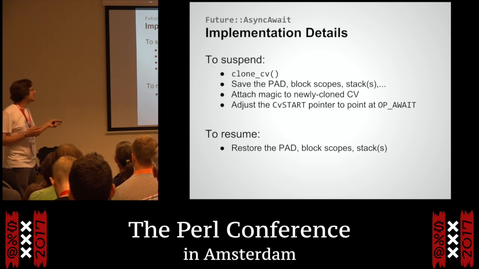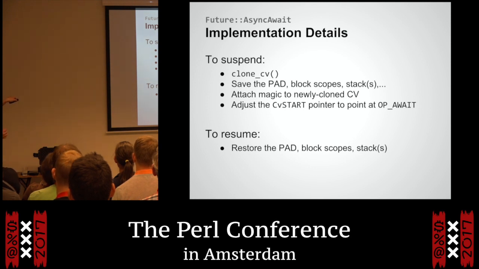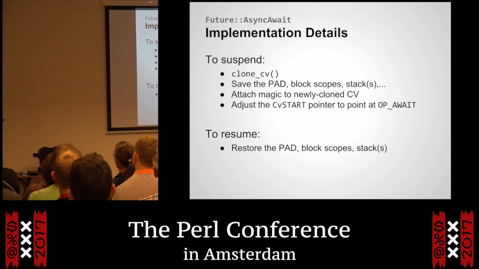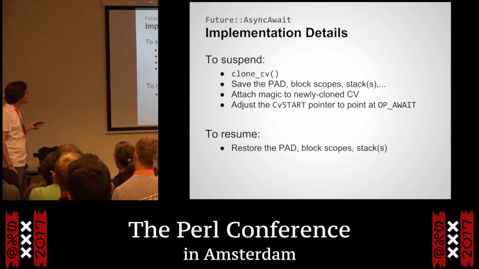And it actually works. So I kind of wrote this first implementation without this middle stage here, where literally I just called clone CV, changed the CV start, returned it. And I was surprised that worked. Obviously, all of the things like the block state and the pad weren't working at that point because I didn't have that. But that gave me enough confidence to think this technique actually works.